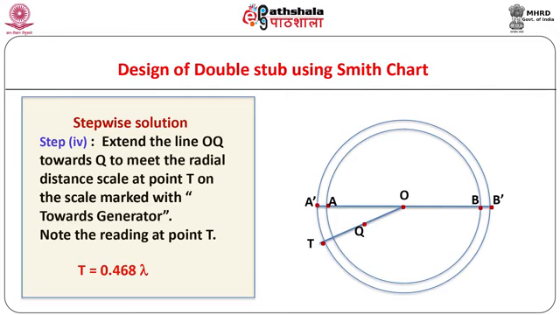Step number 4. Extend the line OQ towards Q to meet the radial distance scale at point T on the scale marked wavelengths towards generator. Note the reading at point T. Let us adopt the convention of representing the measurements at any point by the letter representing the point itself. Accordingly, the reading at point T will be T.